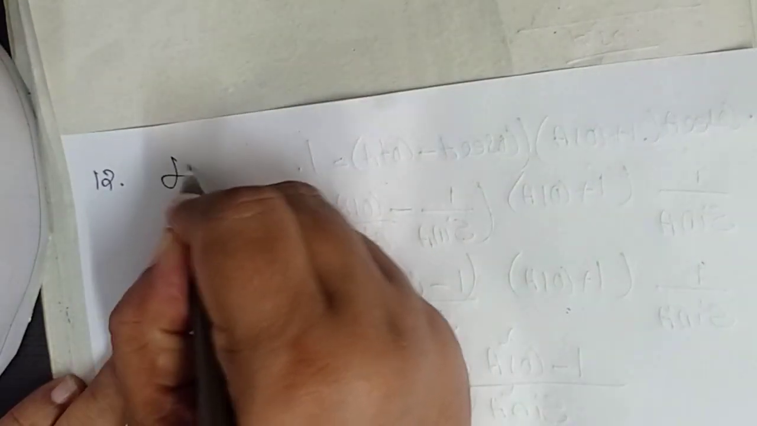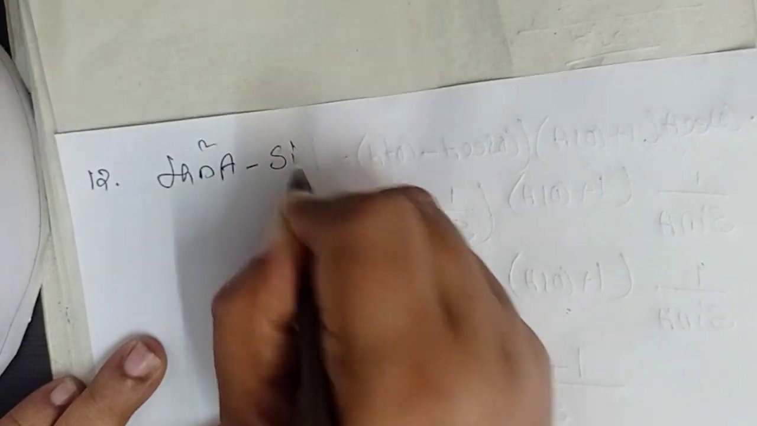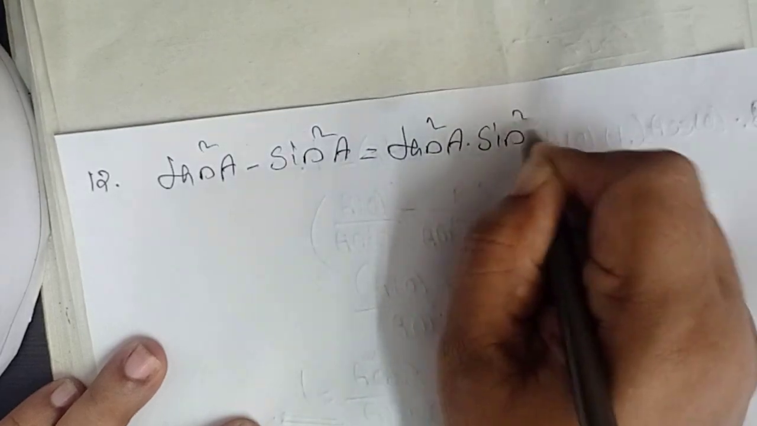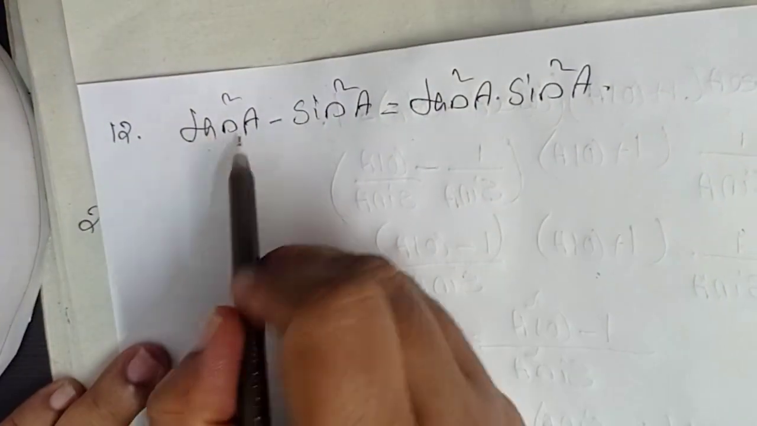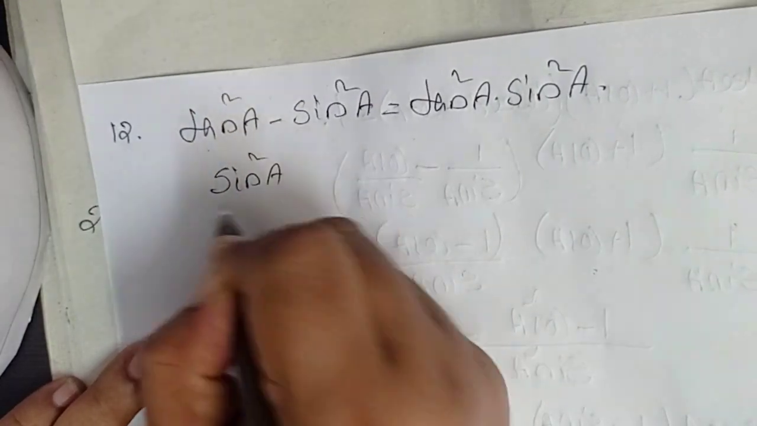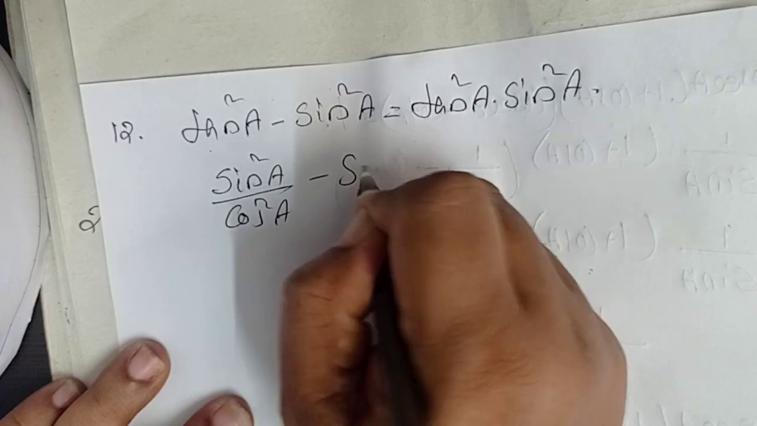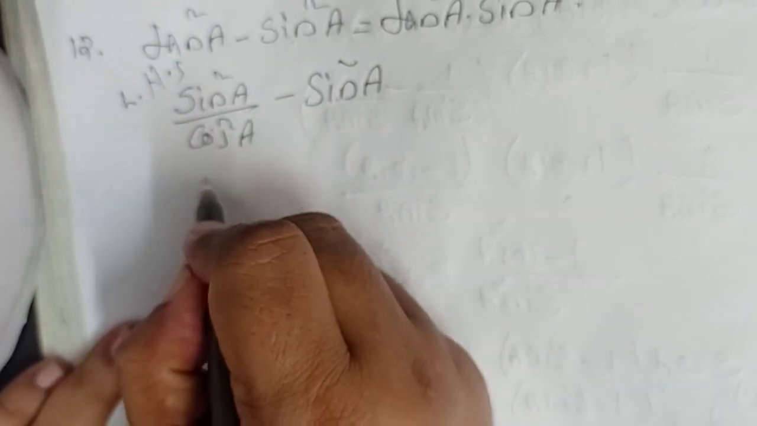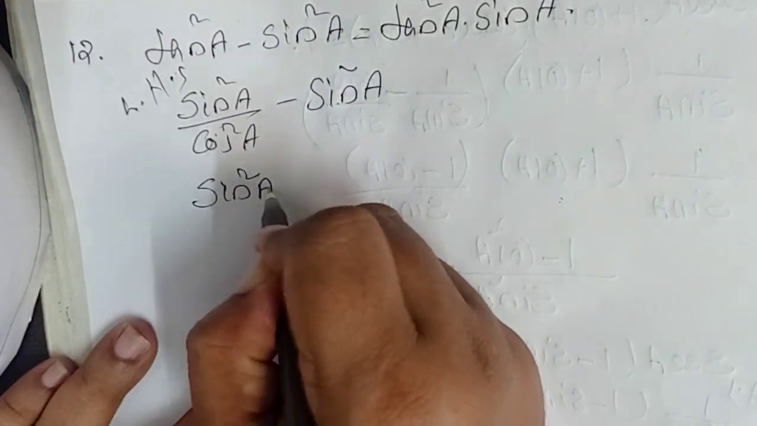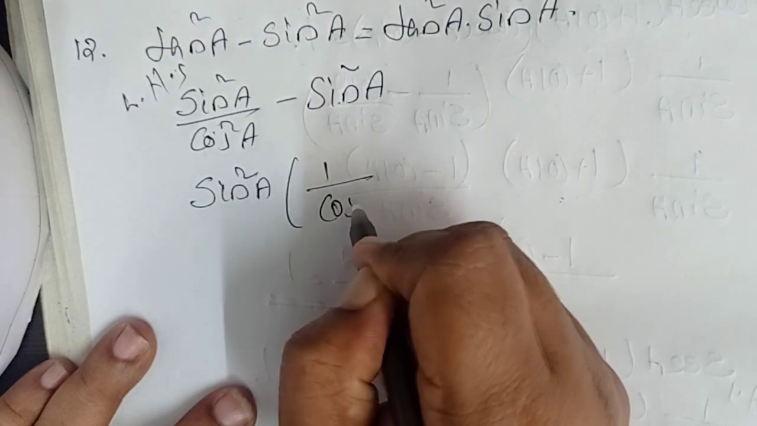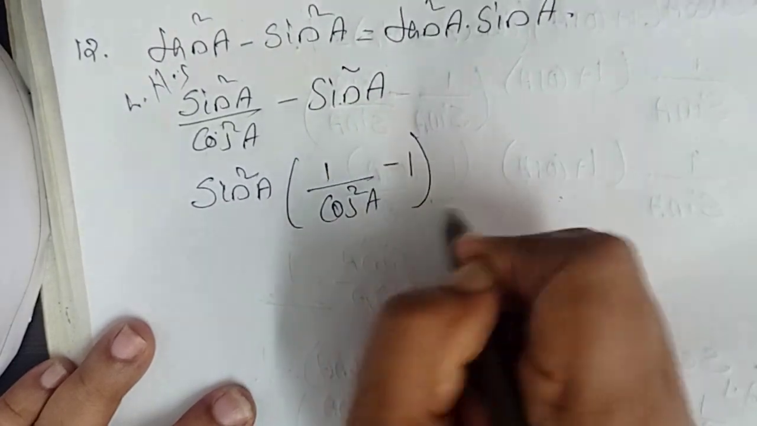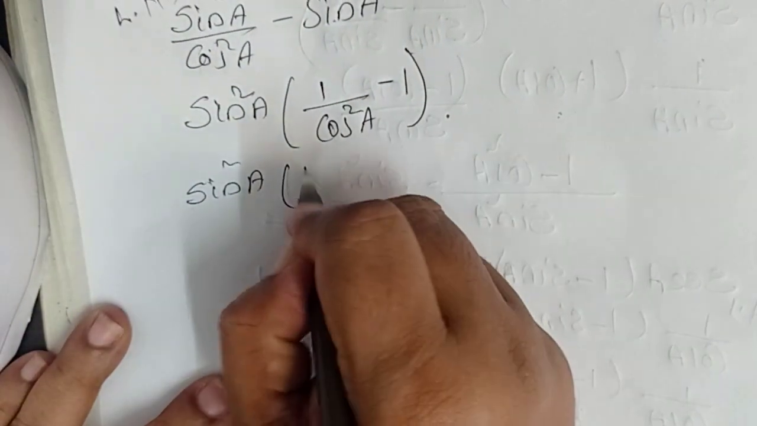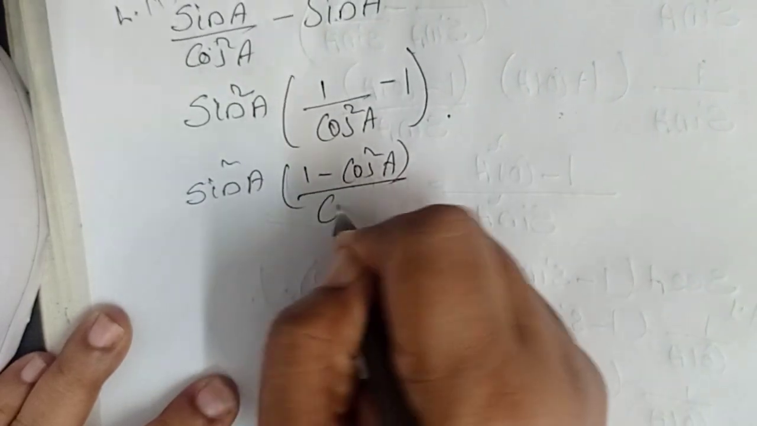12th problem. Tan square A minus sin square A equal to tan square A into sin square A. How can you write tan square A? Yes, sin square A by cos square A minus sin square A. This is the LHS. From these two terms, you can take that sin square A outside. When you take sin square A outside, you will get 1 by cos square A minus 1. That is sin square A into, taking the LCM, 1 minus cos square A by cos square A.